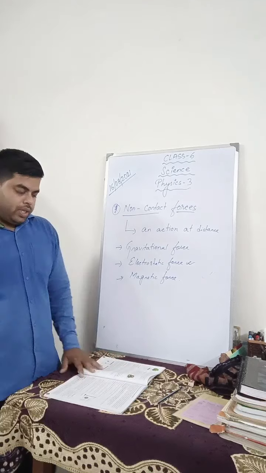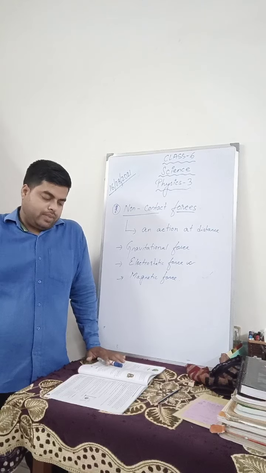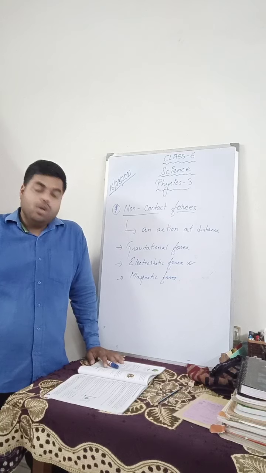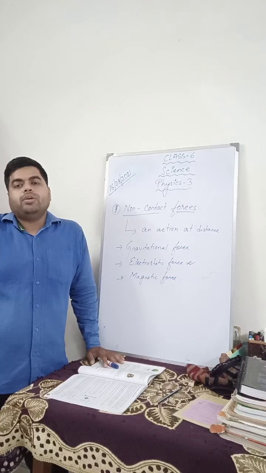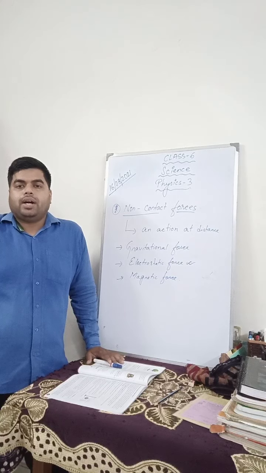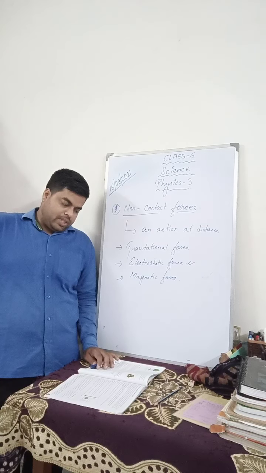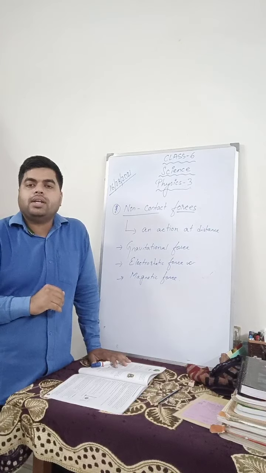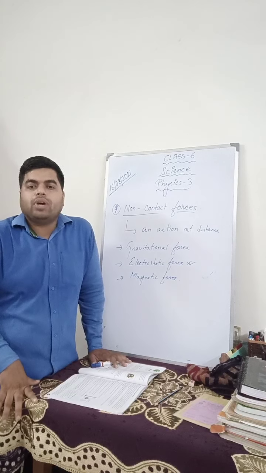Electrostatic force between charged objects. We have already learned that matter is made up of atoms, and atoms have positive charges called protons and negative charges called electrons. Normally, in an atom, the number of positive charges and negative charges should be equal. So under normal conditions, the number of positive charges and negative charges has to be the same.